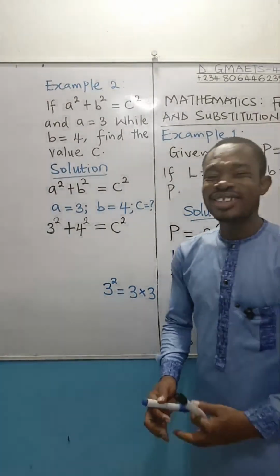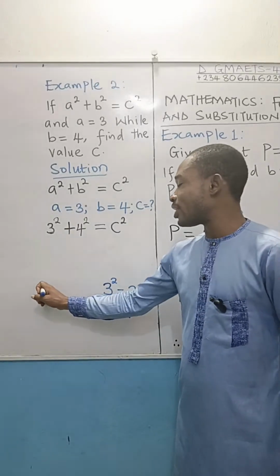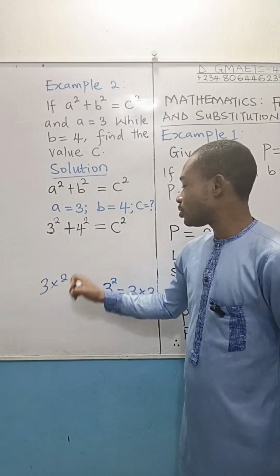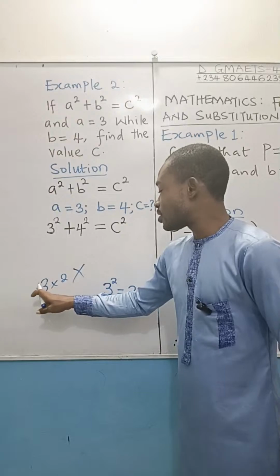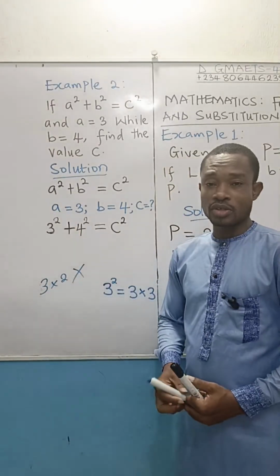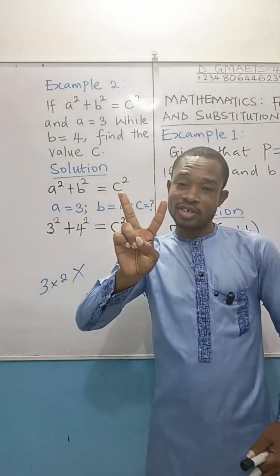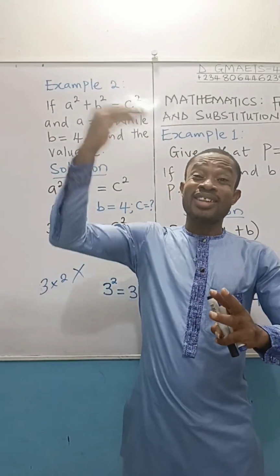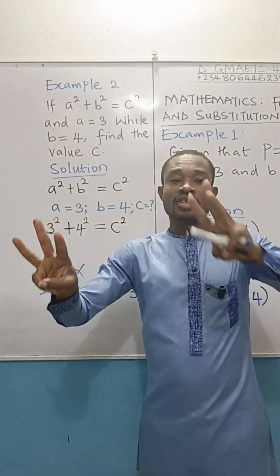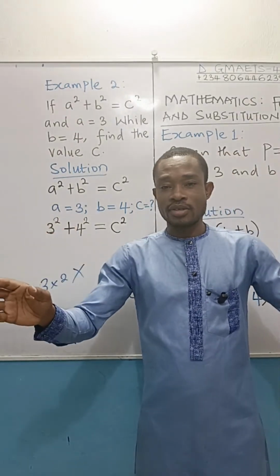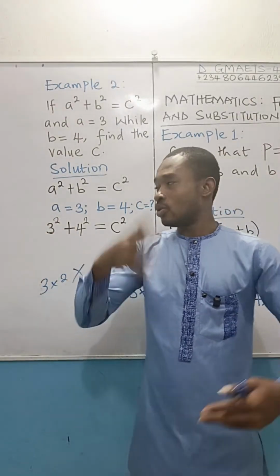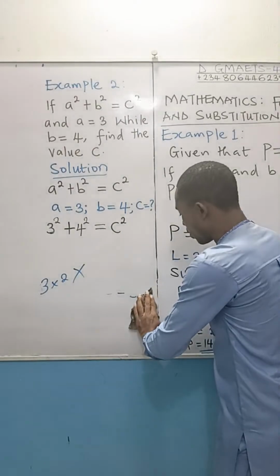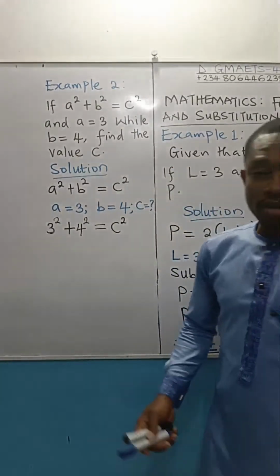Sometimes some scholars make this mistake. If they see 3 squared, they will write it as 3 times 2. Please, this is wrong. This 3 times 2 is not the meaning of 3 squared. 3 squared means 3 in 2 places, and then you are multiplying them. If it is 3 raised to power 3, it will be 3, 3, and another 3. 3 in 3 places, you multiply them. I think you understand what I'm talking about now. So 3 raised to power 2 is 3 times 3, and 3 times 3 is 9.